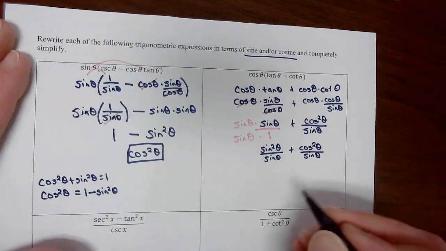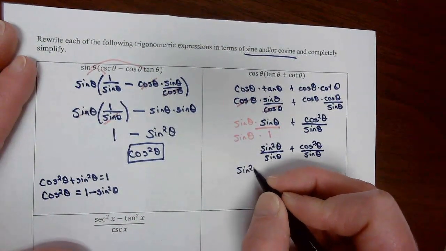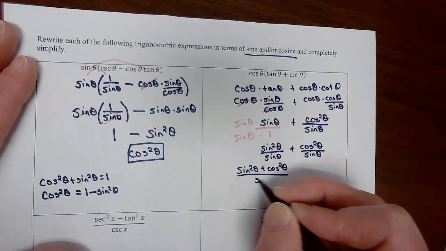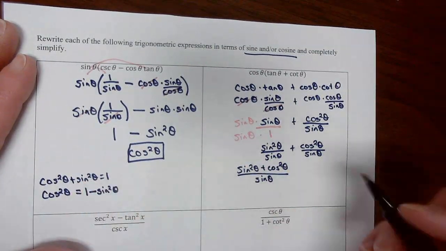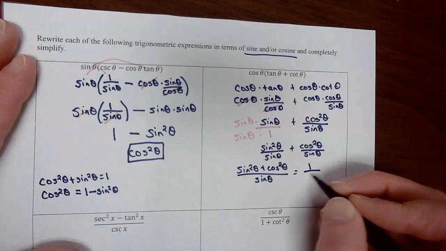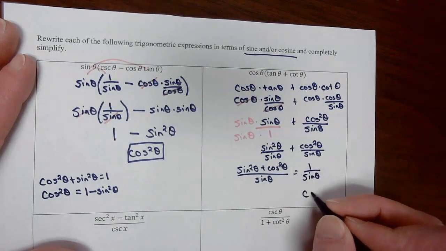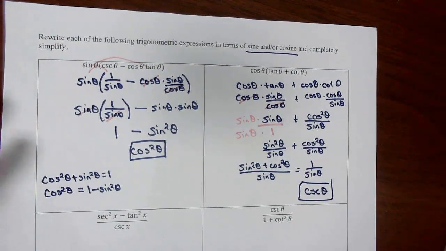Once they have the same denominator, we just add our numerators. So I have sine squared plus cosine squared over sine. Well, sine squared plus cosine squared is 1. So I have 1 over sine, which is cosecant. And we've reduced it to one thing. That's awesome.